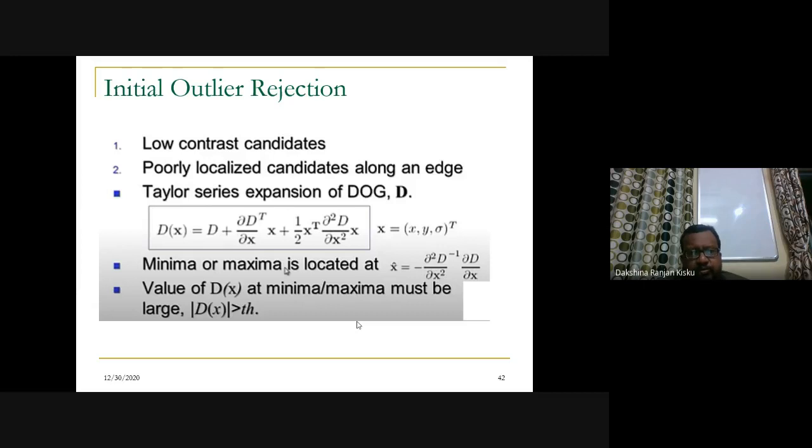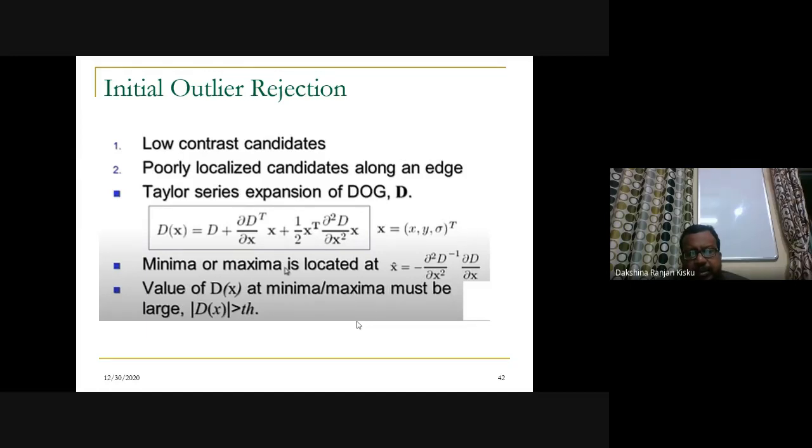Okay, now the initial outlier rejection is performed by the Taylor series expansion. Okay, so Taylor series expansion of the difference of Gaussian. So we obtain the difference of Gaussian, then we get the Taylor series expansion of this difference of Gaussian function. If we consider the difference of Gaussian function as D, then we can write D(x) equals this expression. Okay, so here x is three dimensional, D(x) is a three dimensional function. Okay, so x, y, sigma is the scale space.